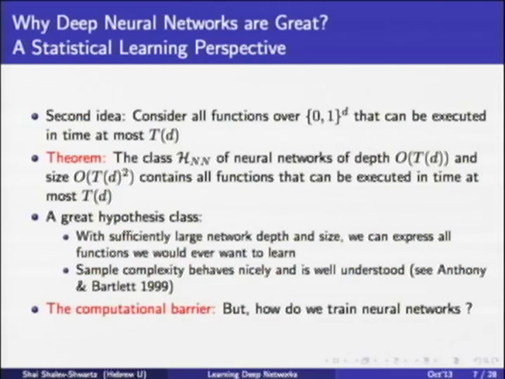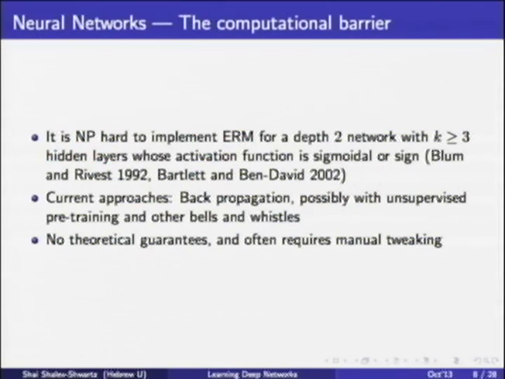So I hope I convinced you that neural networks are great statistically. But the computational barrier is annoying. So it is known that it is hard to learn neural networks. To implement empirical risk minimization is NP-hard, and even to approximate it is NP-hard. And even with very simple networks of just two layers and three hidden neurons in the single hidden layer.